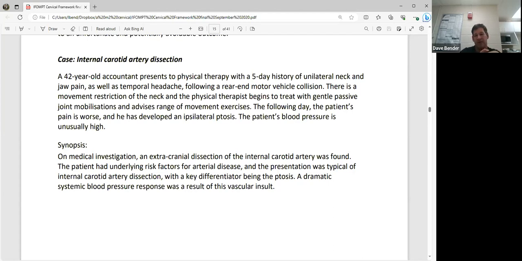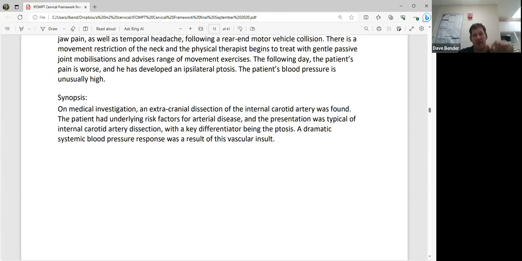Following day developed ipsilateral ptosis and blood pressure was unusually high. So again, certainly, drooping of the eyelid, any ocular changes, that's going to be something cranial nerve driven, and we're going to really look out.